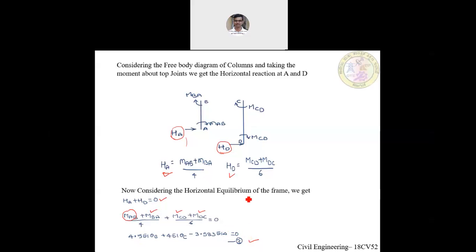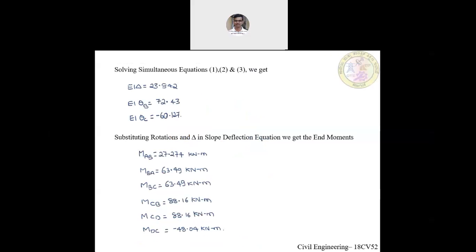So now as we have three equations with three unknowns, these three simultaneous equations we can solve and get the values of the three unknowns. On solving, we get EI delta is equal to 23.842. It is a positive value, so the sway is happening in the positive x-axis. EI theta B is equal to 72.43 in the clockwise rotation. EI theta C is minus 60.127. It indicates that it is in the anti-clockwise rotation.